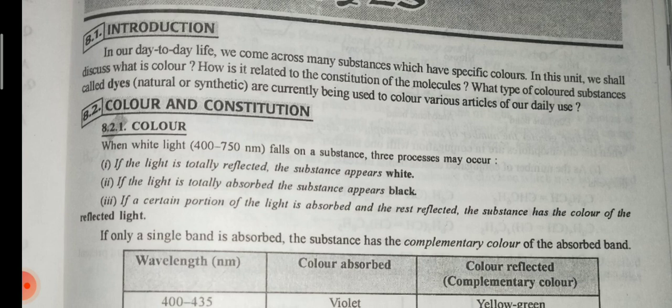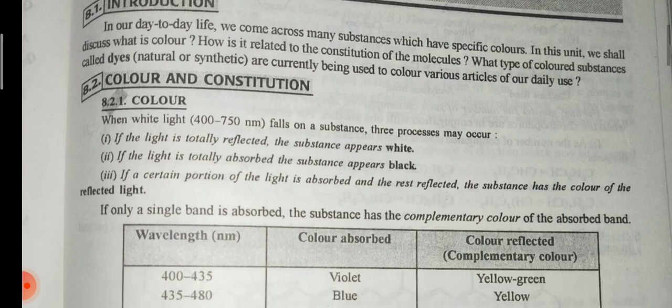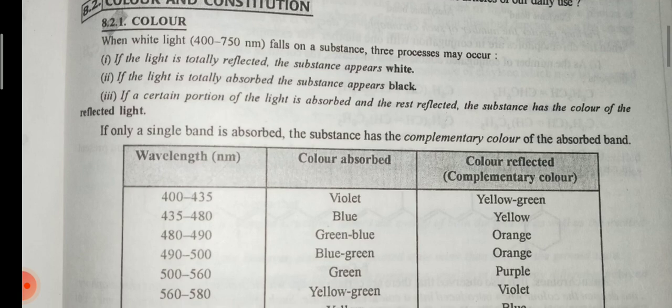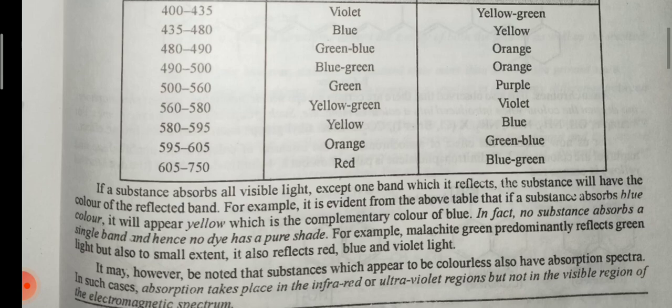When white light falls on a substance, three processes may occur. If the light is totally reflected, the substance appears white. If light is totally absorbed, the substance appears black. If a certain portion of light is absorbed and the rest reflected, the substance has the color of the reflected light. If only a single band is absorbed, the substance has the complement color of the absorbed band.